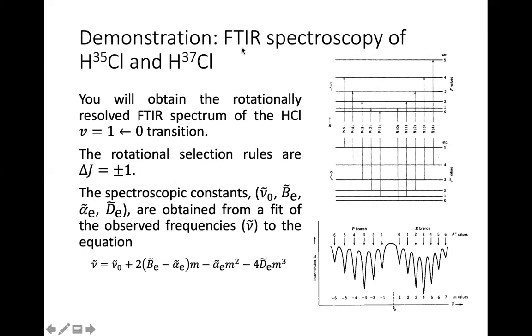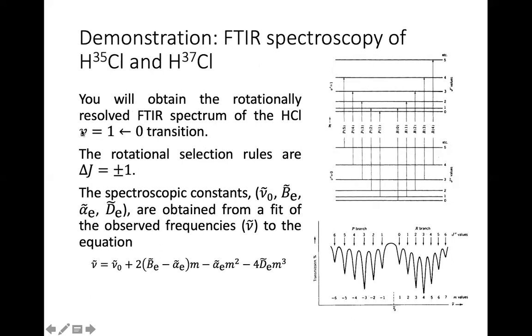I'm sorry, I think it's the other way around. It's 25% Cl37 and 75% Cl35. In this lab that you're going to do, you can actually resolve the stretching frequencies of the two different isotopomer molecules. So what you're doing in this lab is you're going to be using a Fourier transform IR spectrometer to measure the rotationally resolved FTIR spectrum of HCl gas.